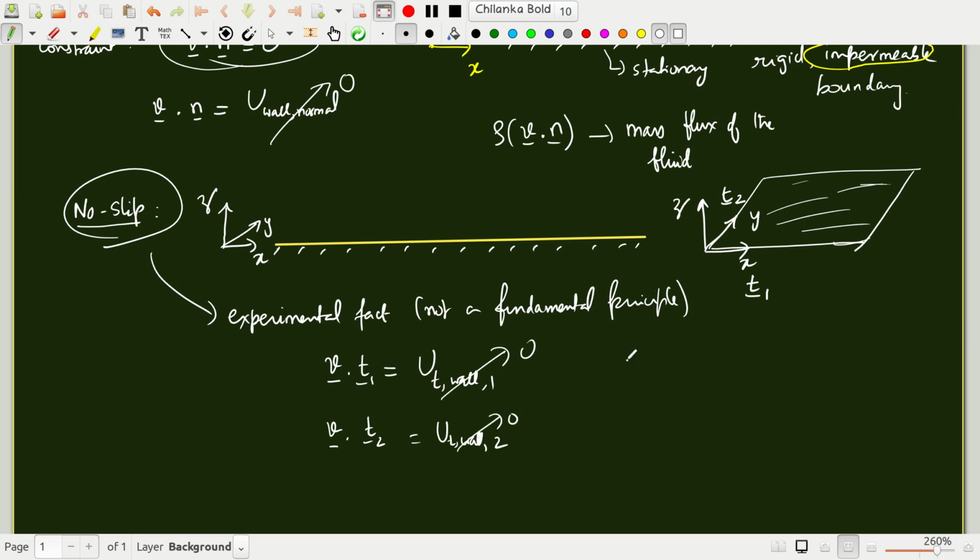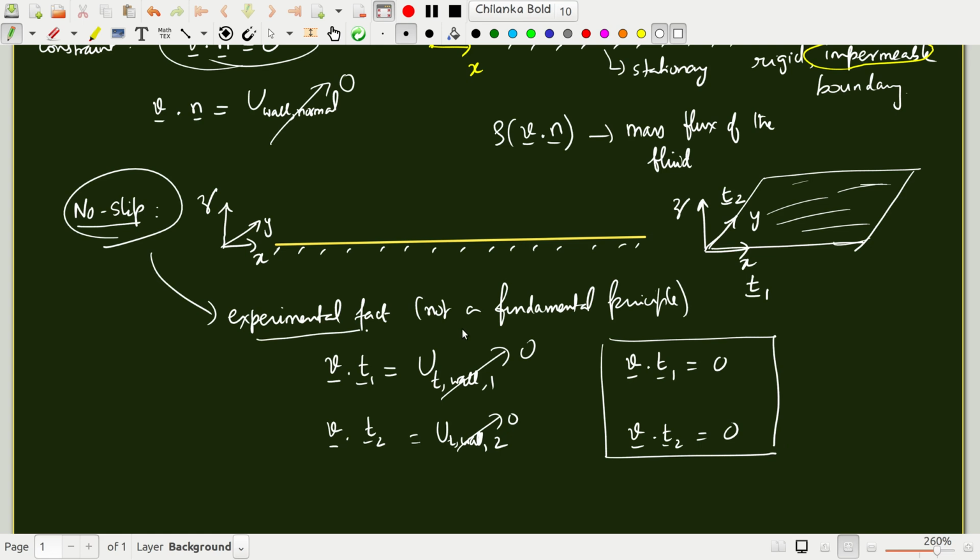So the fluid sticks to the wall, and if the wall is stationary, the fluid velocity will become 0 along the two tangential directions. Okay, these are the celebrated no slip boundary conditions, although you must understand that they do not have the same status as the normal velocity condition above, because that is a fundamental fact of mass conservation, whereas this is an experimentally observed result for many fluids.